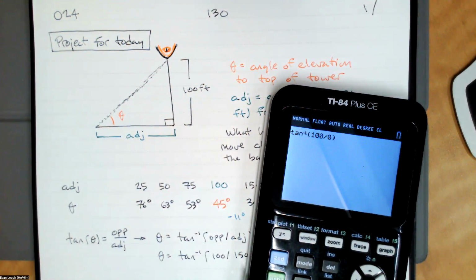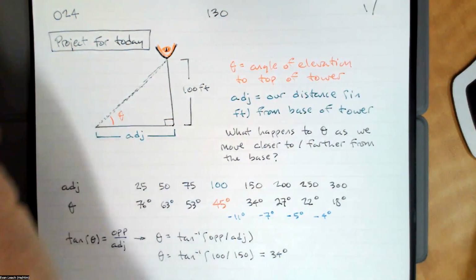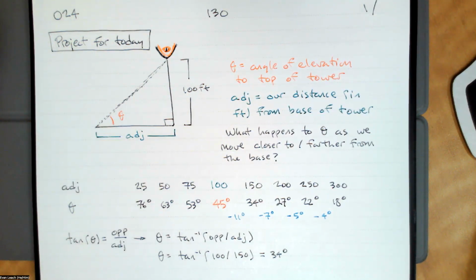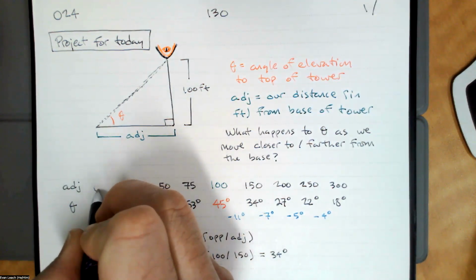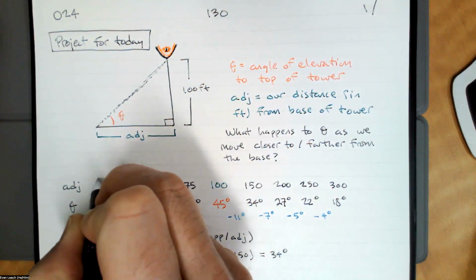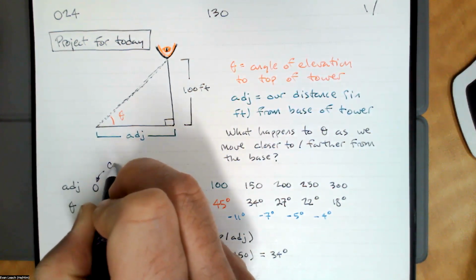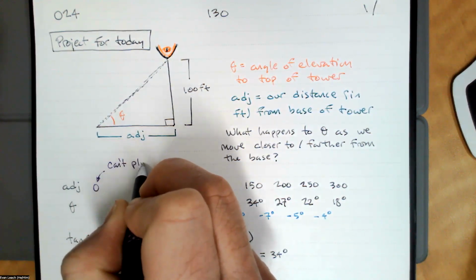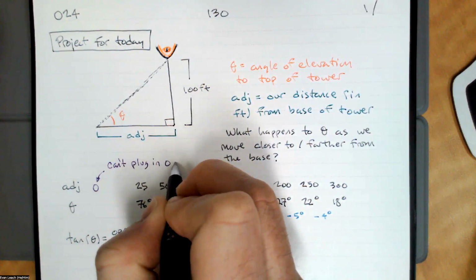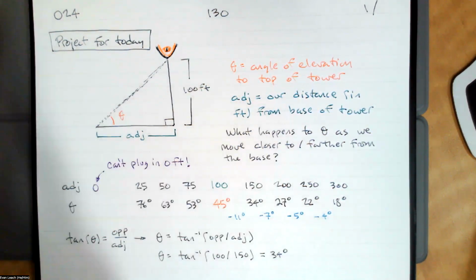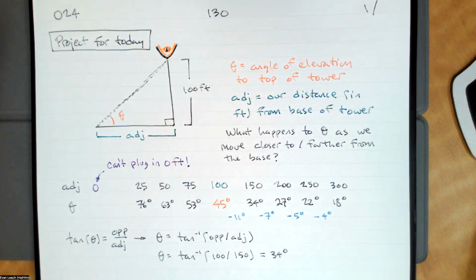The calculator says, oh, the problem is right here. You tried to divide by 0. It's a good thing you're a math teacher. The math cops will not try to come and arrest you. So one of the things that we note is that if I try to plug in 0, we're not allowed to. We can't plug in 0 feet. But we can keep moving closer to the tower.